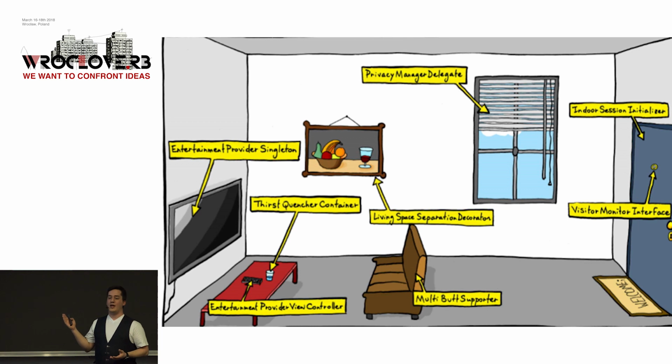This is our living room, and tonight I'm going to sit on my multi-butt supporter, maybe alone, maybe with some friends, and we're going to watch some movies on the, how is it called? Entertainment provider system. Cool. Singleton, thank you. My favorite pattern. There's a whiskey called Singleton, but let's get into that later. Yeah, so what's the problem here?